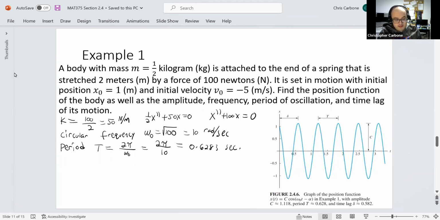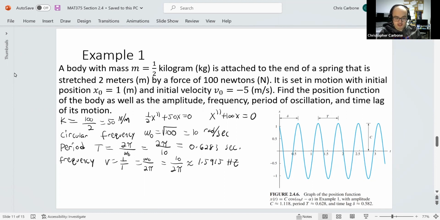And the frequency would be nu is equal to 1 over T, that being omega sub 0 divided by 2 pi. So this is 10 over 2 pi, or 5 over pi, and that is about 1.5915 hertz.